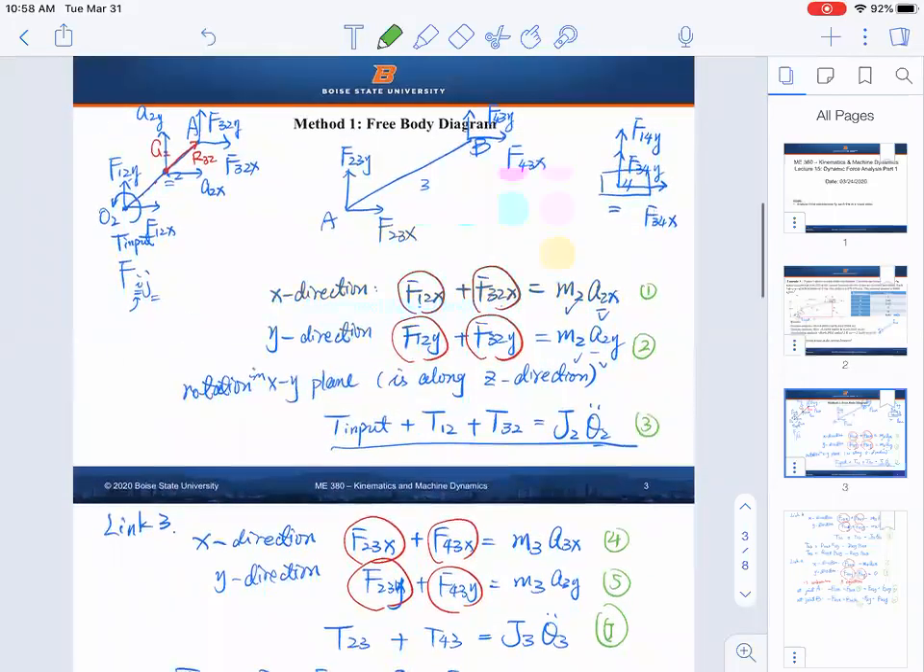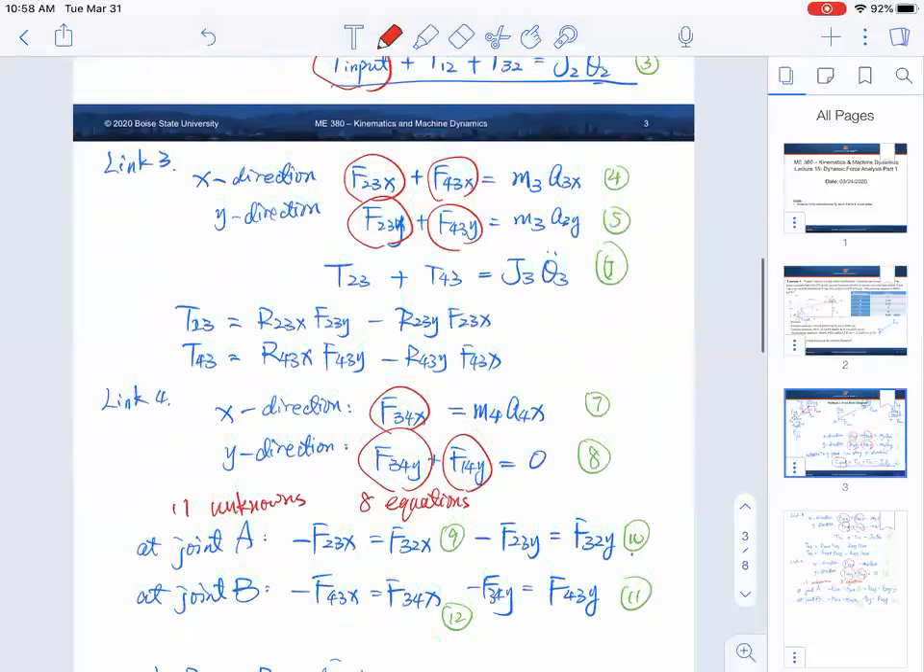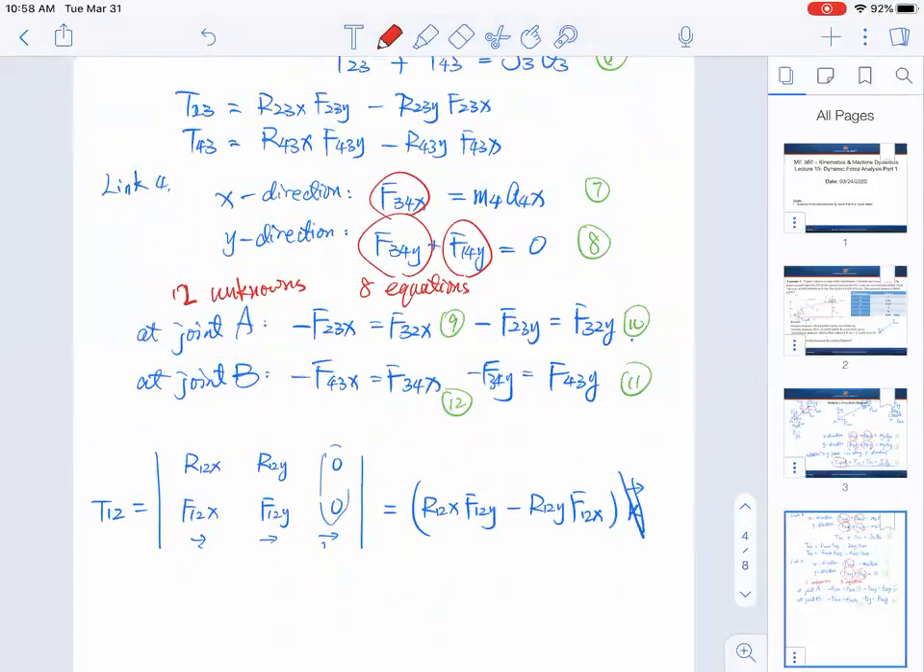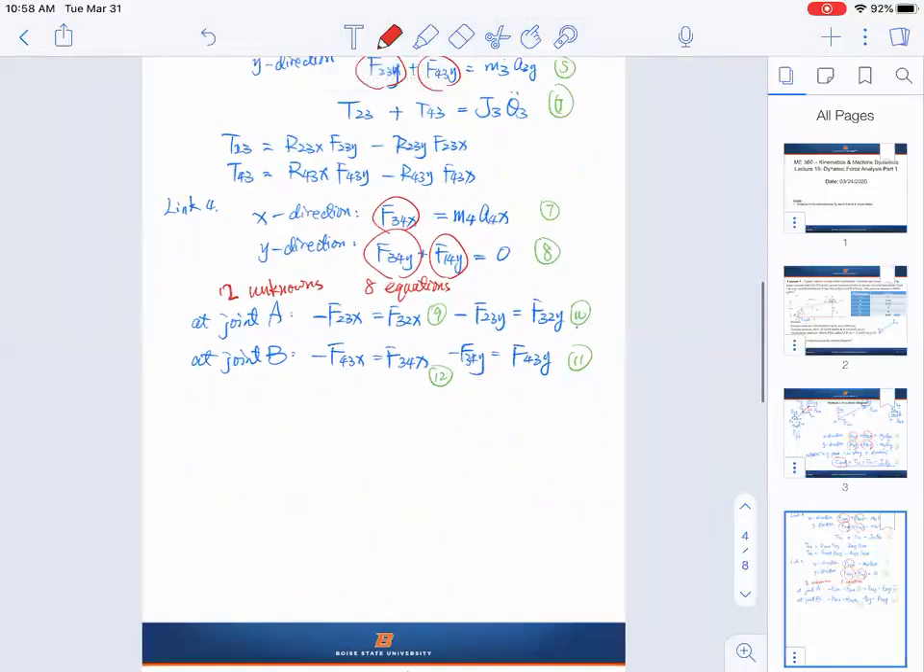I forgot to circle that your T input is actually unknown. So we actually have 12 unknowns. That's why we need 12 equations. All right, so eventually you have 12 equations, 12 unknowns. And luckily all these equations are linear, so you can arrange them into a matrix format and then solve them in MATLAB. I already gave you the matrix in the attached notes. Let me know if you have any questions.